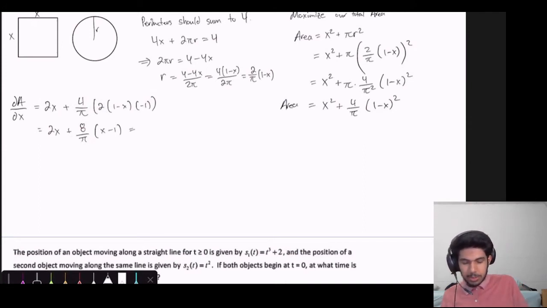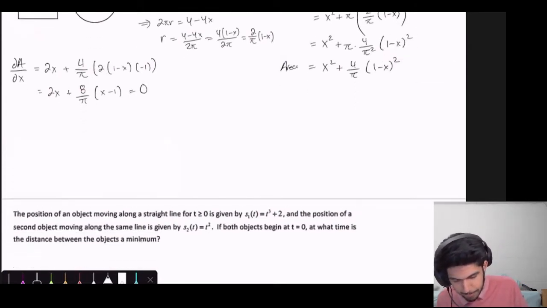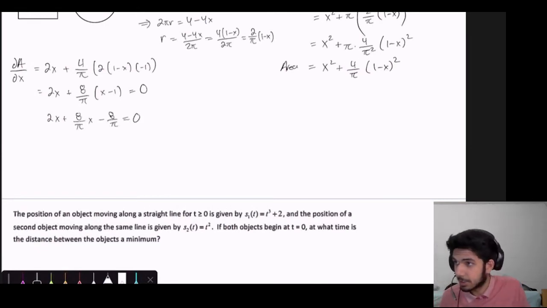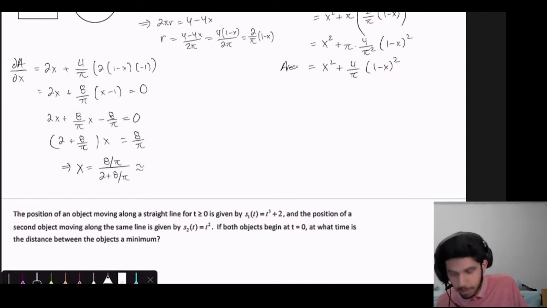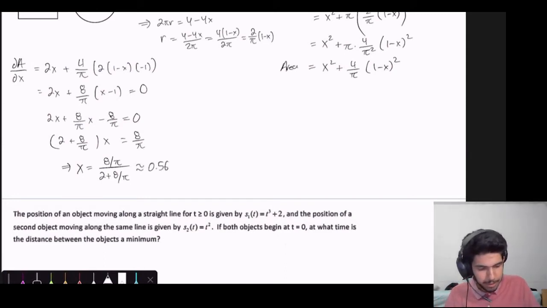We're going to set this equal to 0 because we want to maximize area. So we get 2x plus 8 over pi x minus 8 over pi equals 0. We can move the 8 over pi to this side and factor out an x: 2 plus 8 over pi. So x equals 8 over pi divided by 2 plus 8 over pi, which is approximately 0.56. I'm going to add a page.